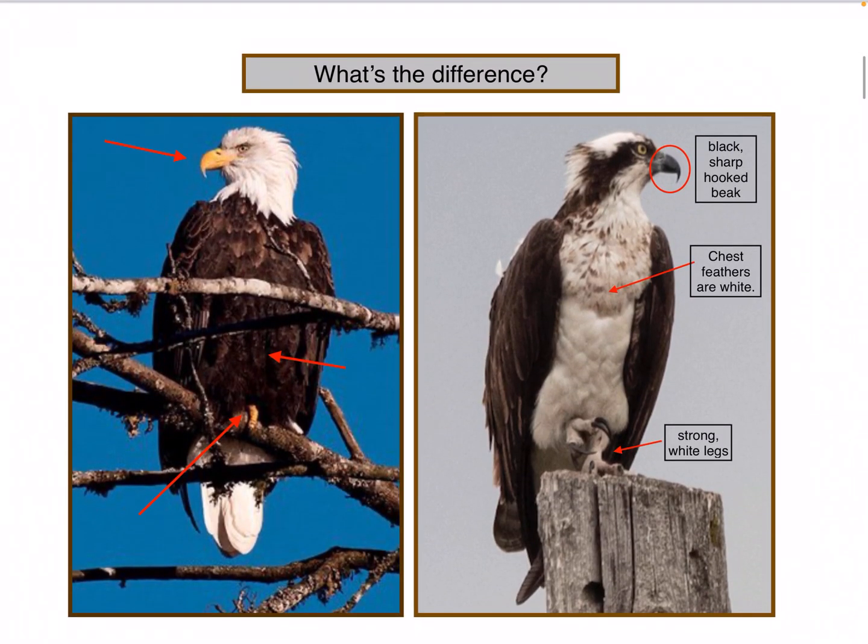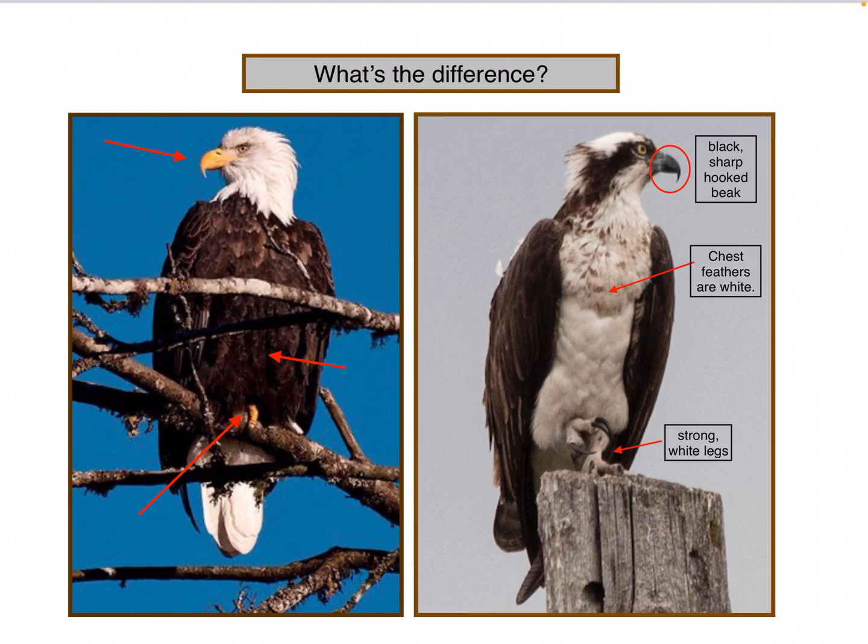What's the difference? They said that a lot of times people mix up the bald eagle and the osprey. I think just looking at these two pictures, you can see some differences. Let's talk about some significant ones. The osprey, as I said, has a black, sharp hooked beak, in contrast to the bald eagle's yellow. The osprey has white chest feathers, and if you take a look at the bald eagle, they're dark brown. And then lastly, the osprey has those strong white legs, and although we can't see too well, we know that the bald eagle has strong yellow legs.